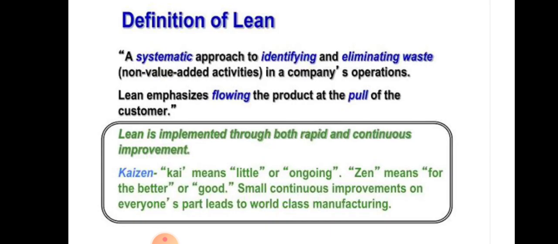The next one is, as I told, lean is an approach to identify and eliminate the waste in a company's operation. Lean emphasizes flowing the product and pull of the customers. So what makes a manufacturing system lean? We need to give importance to three M's of lean. That is muda, a Japanese word, which is nothing but waste; muri, that is unreasonableness; and mura, that is inconsistency. These are the three things you need to give importance to in order to reduce the waste. Again, lean manufacturing is a systematic approach of identifying, eliminating, or reducing the waste to satisfy the customers.